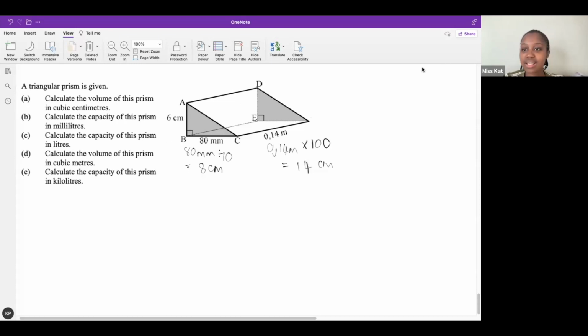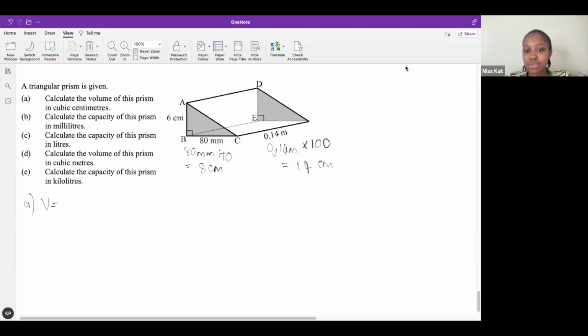I have a feeling scientific notation here is shaky, but it's fine. Okay, so we've converted everyone to centimeters. What's the formula for the volume again? Volume is the area of base, which in this case is a triangle, right? It is a triangle. So what is the volume?